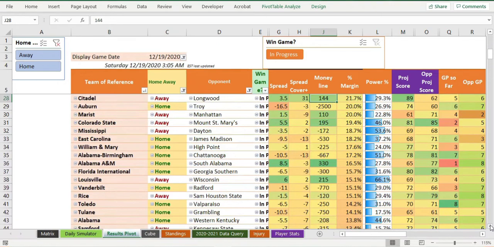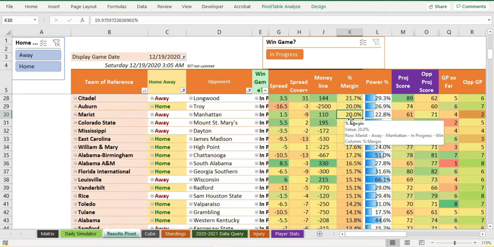Citadel, Longwood. No, that's a reasonable power percentage. 5 and 6 games. Big point projection for Citadel away. So Citadel plus 3.5 is reasonable. That's pretty significant. It's saying that Longwood's no good, having played 6 games already. So consider that. That's a decent line at plus 144 to win also, given how substantial that is. Let's see what else we got.